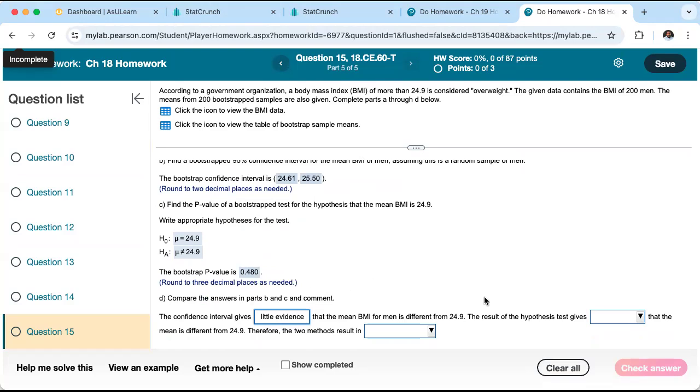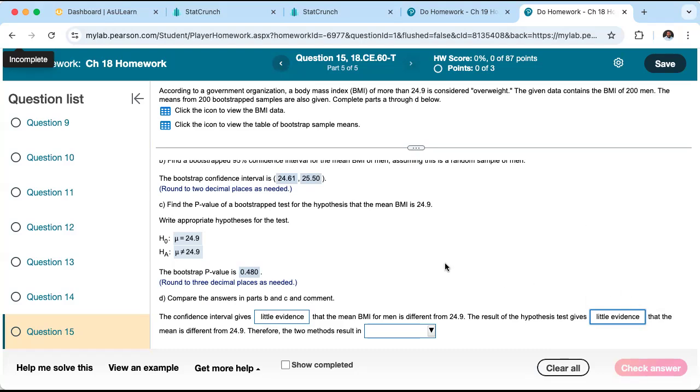Now, the hypothesis test. Is this p-value small or large? Large. If it's large, what do we do? We fail to reject, right? If you fail to reject, what does it imply? Little or no evidence, isn't it? Yeah, if it is large, we fail to reject. If you fail to reject, it means there is no or little evidence. Is that okay?